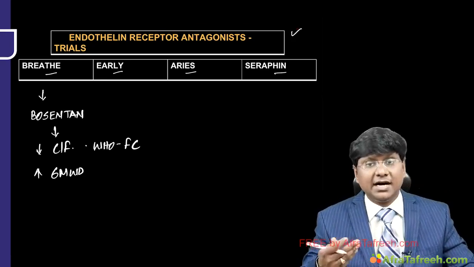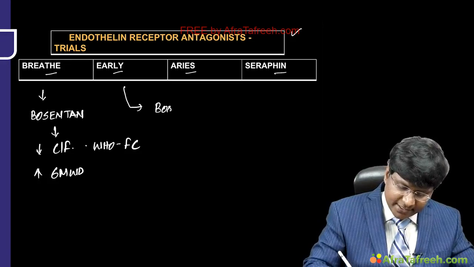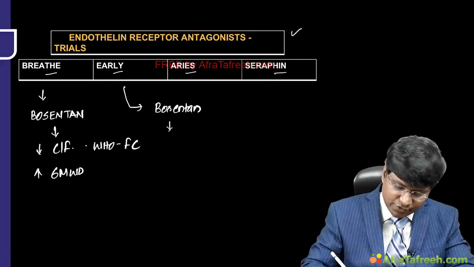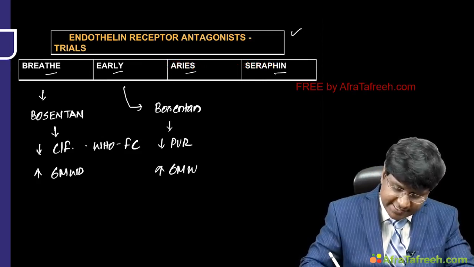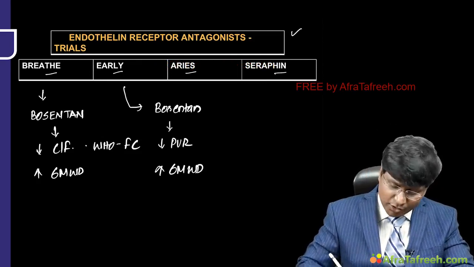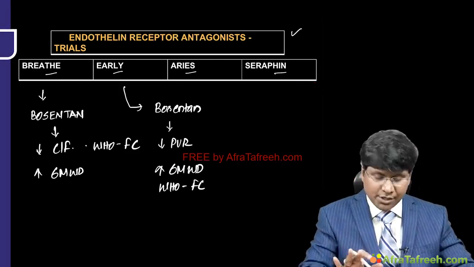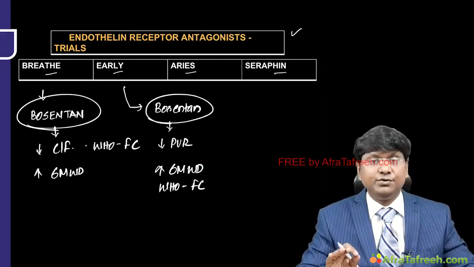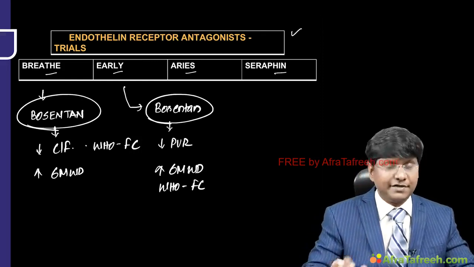The other one is the EARLY trial. This EARLY trial also compared bosentan with placebo. What it has shown is that bosentan reduced the pulmonary vascular resistance, improved 6-minute walk distance, and also improved the functional class in the individual. So that is about your EARLY trial. Both the EARLY trial as well as the BREATHE trial used bosentan versus placebo, and they found that bosentan is definitely highly superior to placebo.